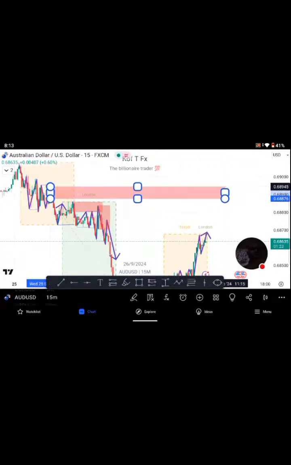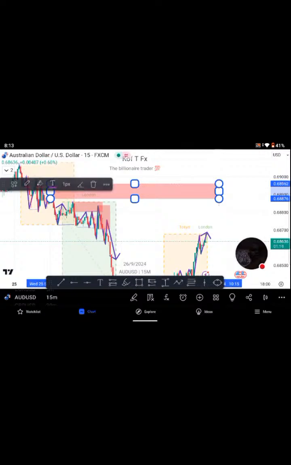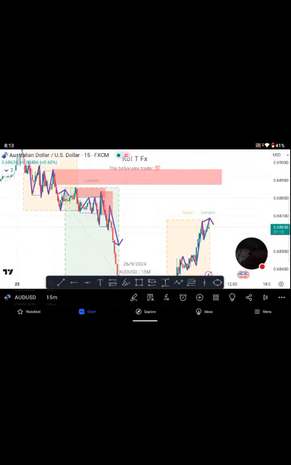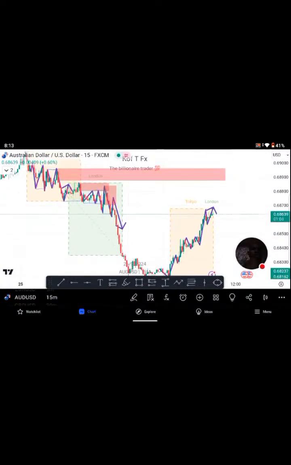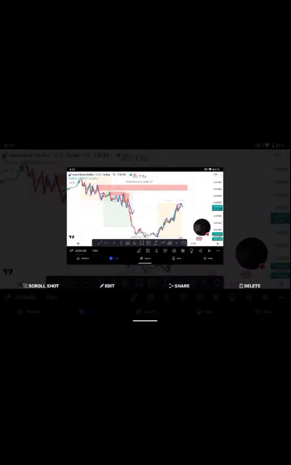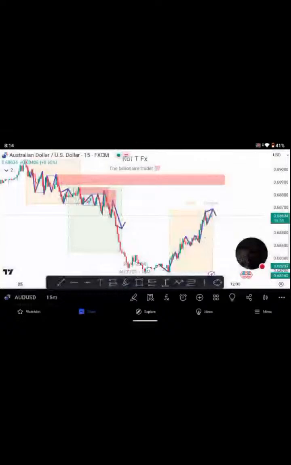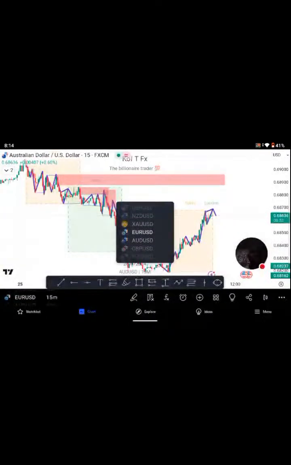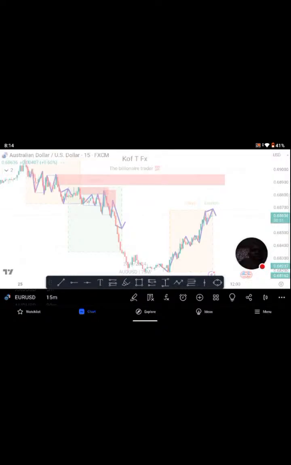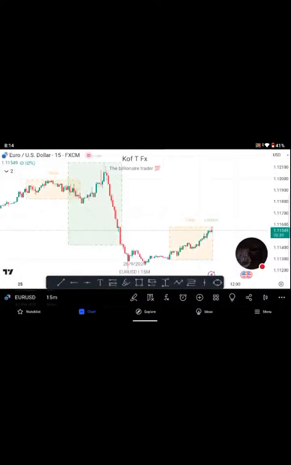So I'm expecting price to come back here. That's what I'm expecting. Taking out everything, then come here to sell or whatever. But I'm not going to take the trade for USD for today. Okay, so let's check the next currency pair we have. Okay, this is Euro USD.